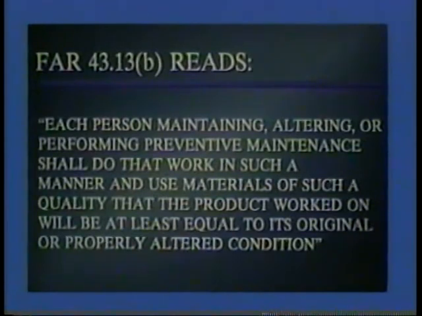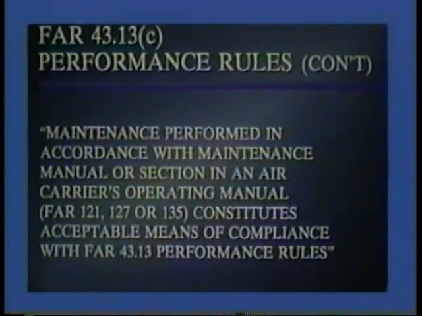FAR Section 43.13(b) reads, each person maintaining, altering, or performing preventive maintenance shall do that work in such a manner and use materials of such quality that the product worked on will be at least equal to its original or properly altered condition. FAR Section 43.13(c) reads, maintenance performed in accordance with a maintenance manual or section in an air carrier's operating manual constitutes an acceptable means of compliance with FAR 43.13 performance rules.